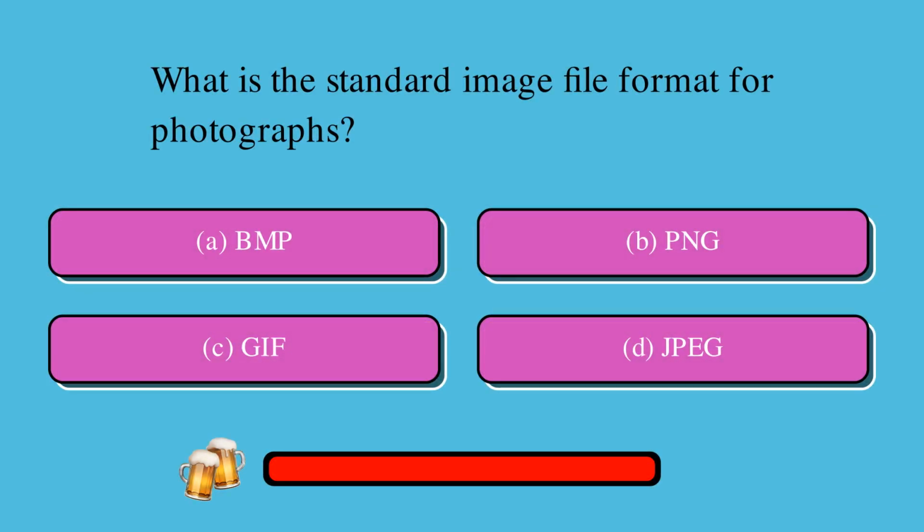What is the standard image file format for photographs? Is it A, BMP, B, PNG, C, GIF, or D, JPEG? The correct answer is D, JPEG.